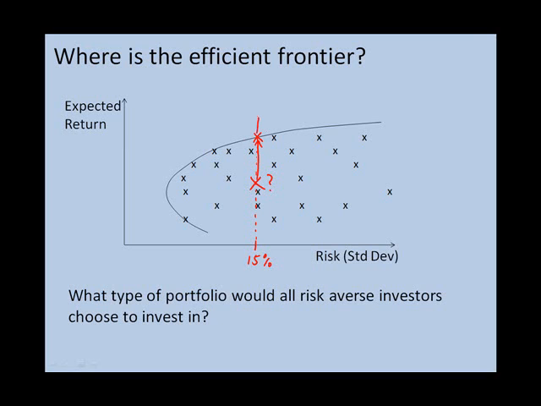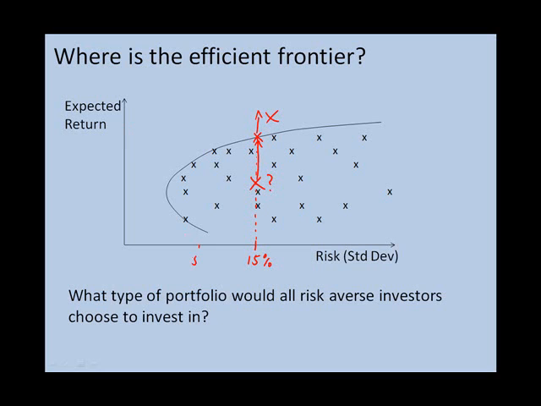We can't go above the edge of the feasible set because there are no stocks up there. There are no risk and return combinations there. That means the highest expected return we can earn for a given level of risk is at the edge of the feasible set. We could do this for any risk level and we'd get the same result.